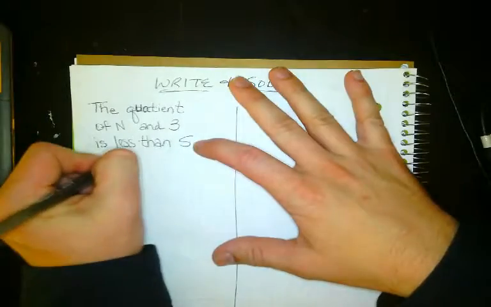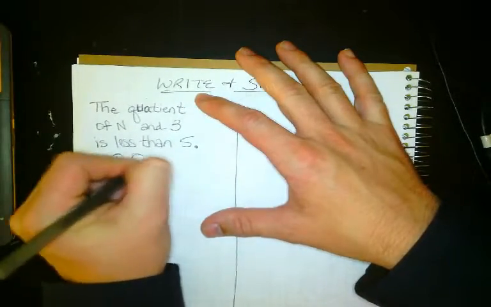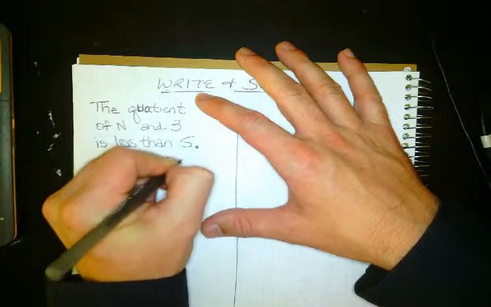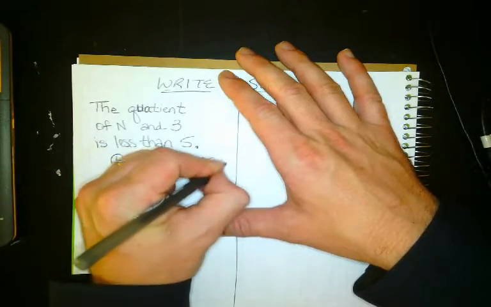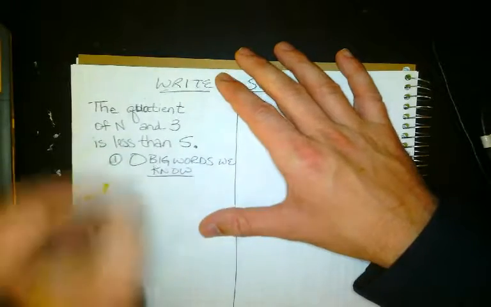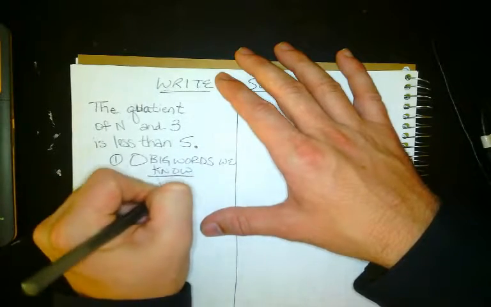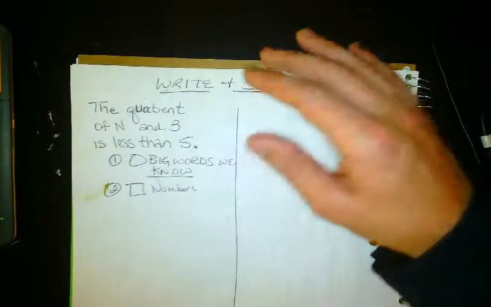All right, 2 quick things. Step 1, we want to circle the big words. Just the stuff you know. Step 2, I want you to box in your numbers that are important.